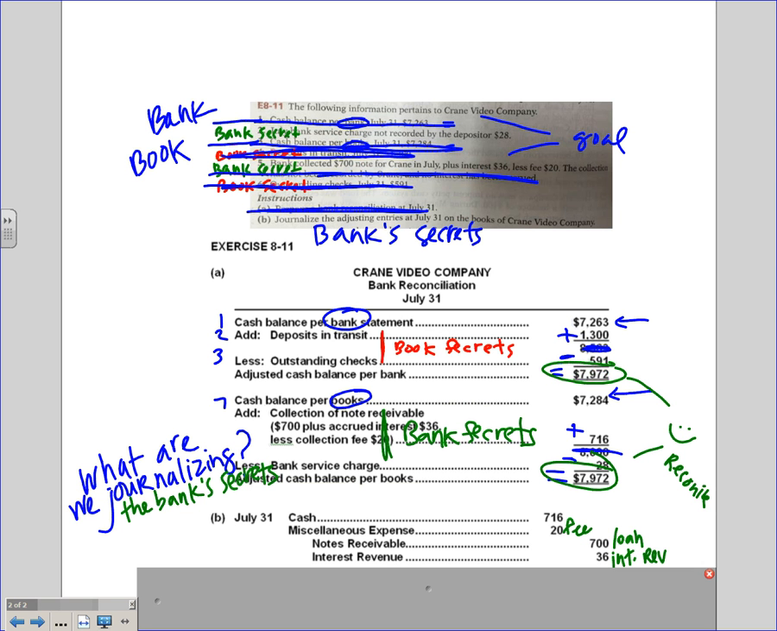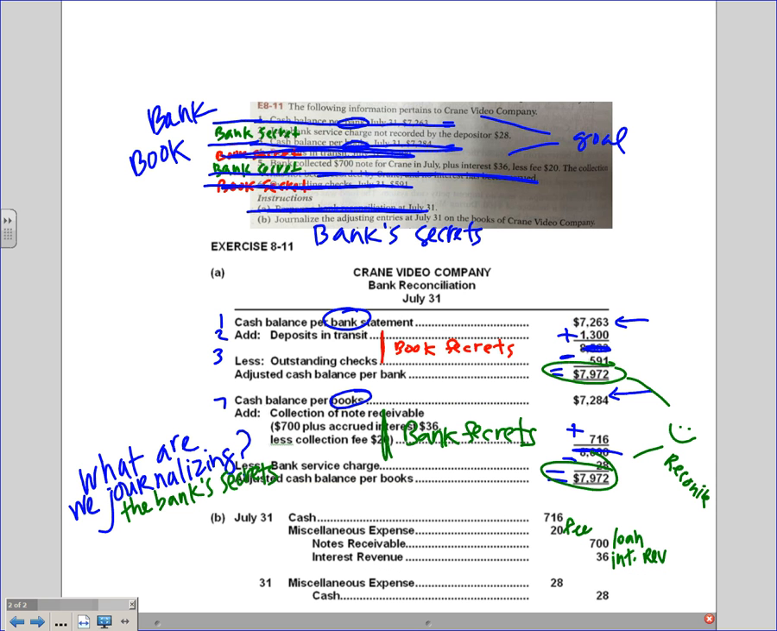Okay, what was the other little secret they were hiding from us? Not that they're hiding, not that they're being deceitful or sneaky. It's just that it happened in the month, and when they got the bank statement, it showed up on there. What was our other secret that we needed to journalize? Not our secret, the bank secret. What did we subtract out? And what does a service charge show up as when we're journalizing? Miscellaneous expense. So the bank gave us $716 that we didn't know about, and they took out $28 in the form of a service charge.